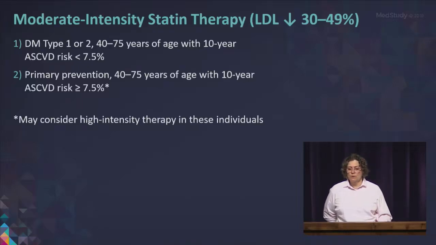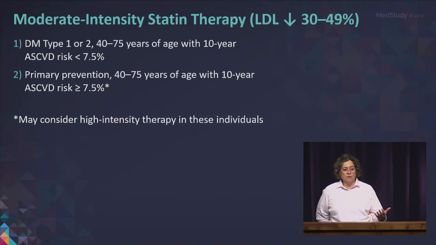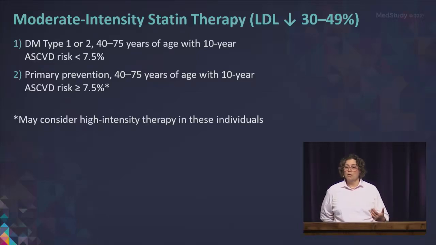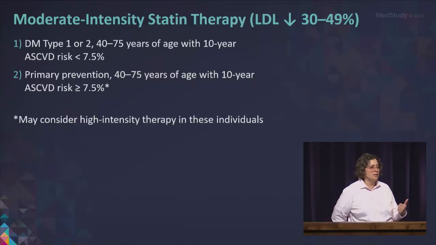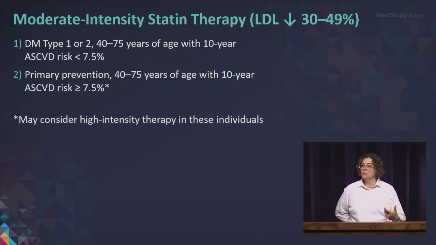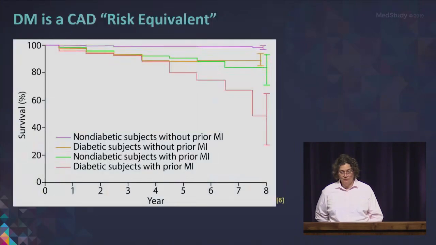So who should get the moderate intensity statin? Well, these are the people with a cardiovascular risk equivalent like diabetes, whose 10-year risk is less than 7.5%. Or it's for the ones in primary prevention, so they don't have known heart disease, they don't have diabetes or an equivalent, but you calculated their risk and it's equal to or greater than 7.5%. These are the ones that you should consider moderate intensity statin therapy.